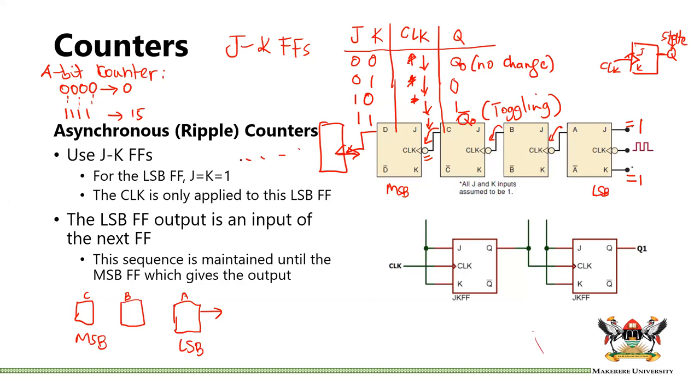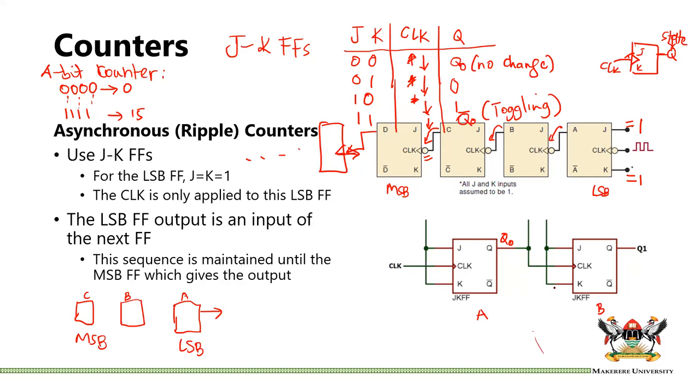When you arrange your flip-flops in this way, you have created a counter, and that counter is called an asynchronous counter, or so-called a ripple counter. We are going to see why. So for instance, in this other arrangement, this other diagram down here, this is now our A, and that is our B. So you could say Q1 and Q0. You can see that now the arrangement is different from that one.